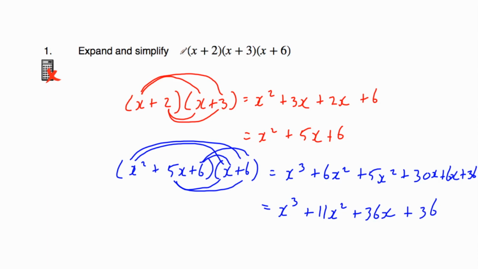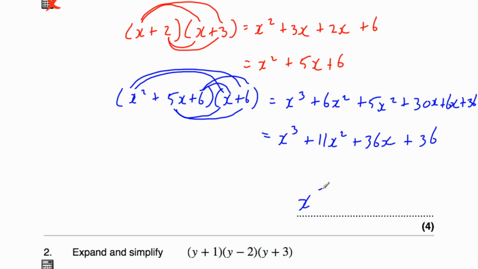So if we were asked to expand and simplify x plus 2, x plus 3, x plus 6, our answer would be x cubed plus 11x squared plus 36x plus 36. And that's it, that's our answer. So let's write that down. X cubed plus 11x squared plus 36x plus 36.